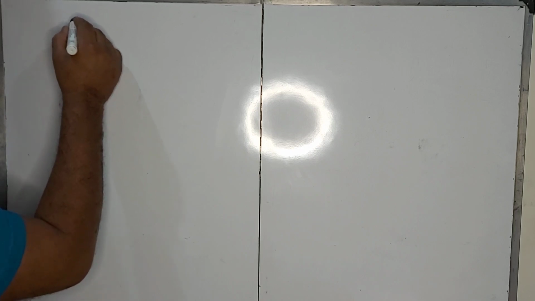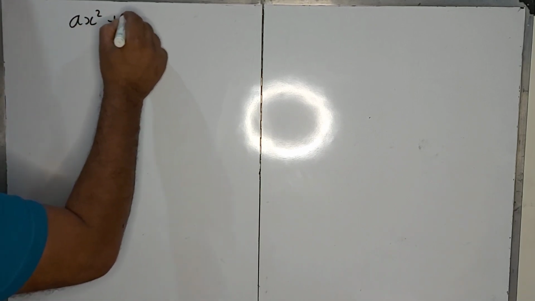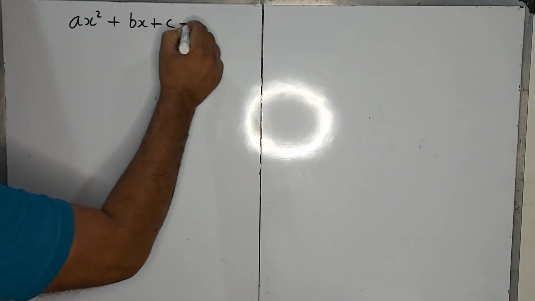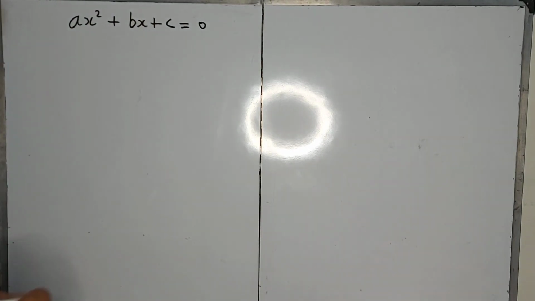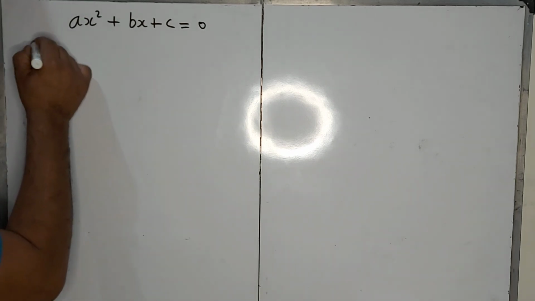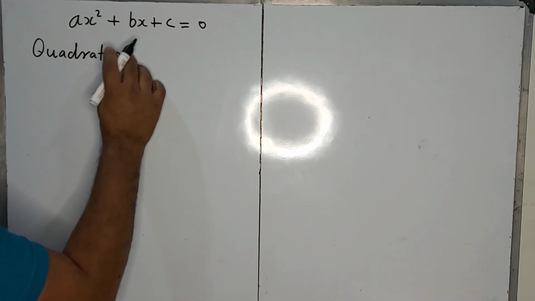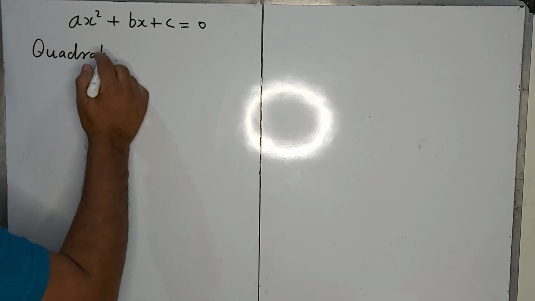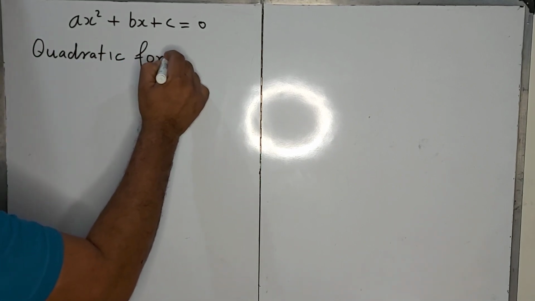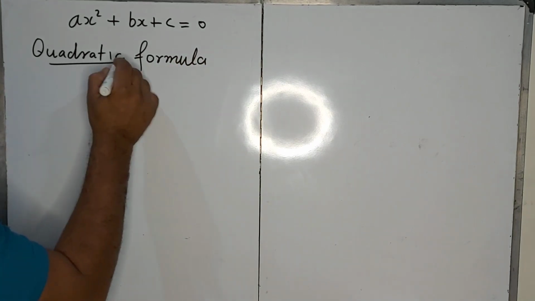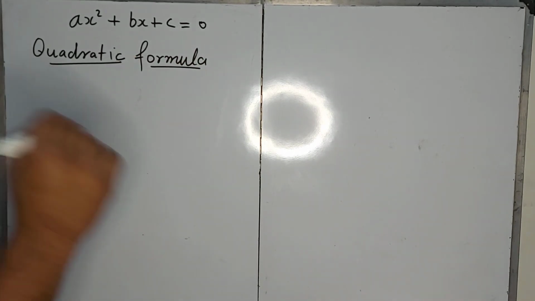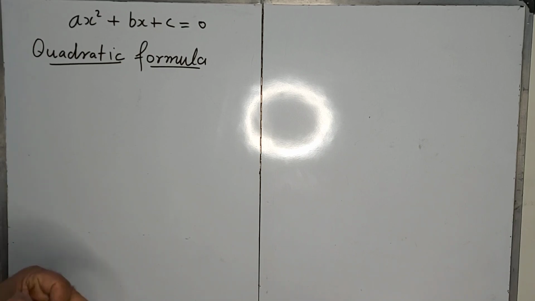Today I will discuss the solution of quadratic equation by quadratic formula. The quadratic equation is ax square plus bx plus c equal to 0. Then what is the quadratic formula? How is it formed? It is formed by using the completing square method of solving a quadratic equation. What is the completing square method?